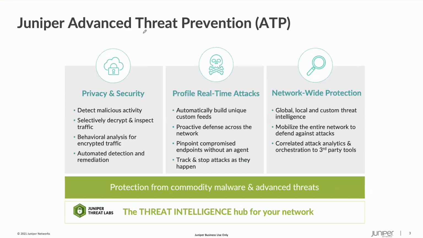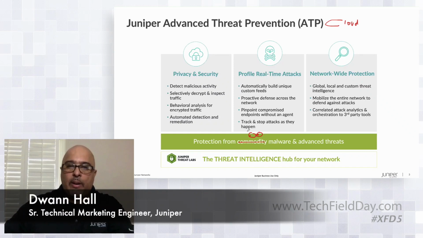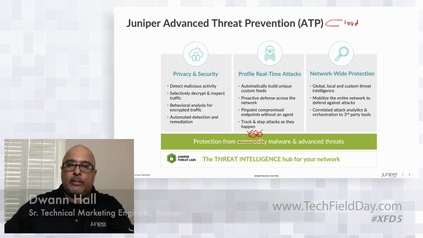So Juniper Advanced Threat Prevention Cloud, ATP Cloud, and I must warn you that my handwriting is encrypted and I have a Maryland public education. ATP Cloud stays on top of advanced threats so that customers don't have to. It provides protection from previously unseen malware, and yes, these are supposed to be eyeballs. So previously unseen malware, as well as advanced threats.